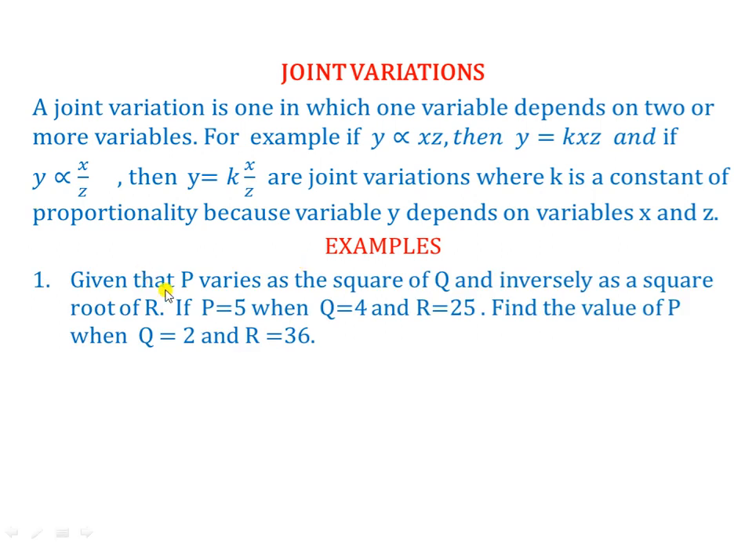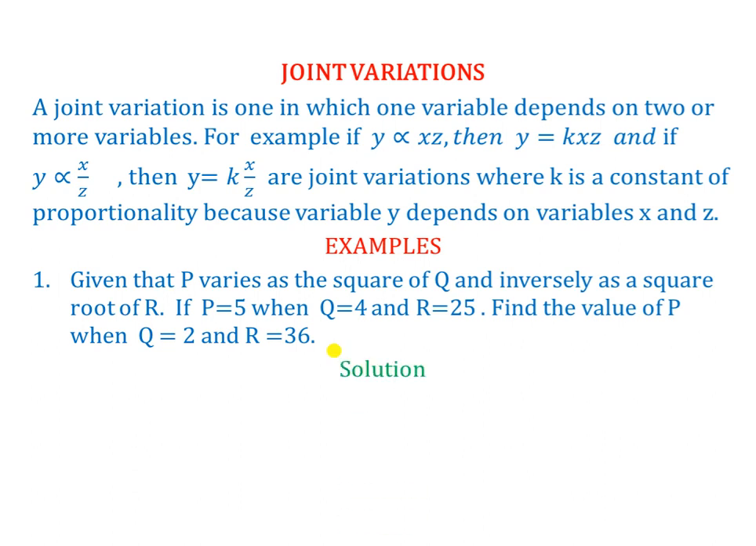Question 1. Given that p varies as the square of q and inversely as the square root of r, if p is equal to 5 when q is equal to 4 and r is equal to 25, find the value of p when q is equal to 2 and r is equal to 36. Good question for us. Now let's look at the solution.